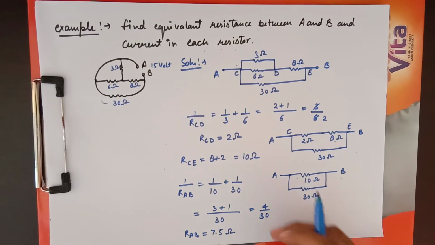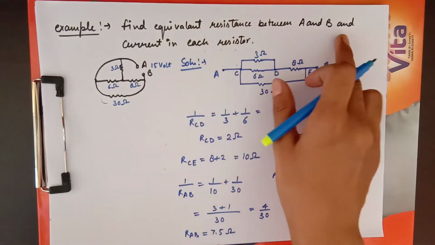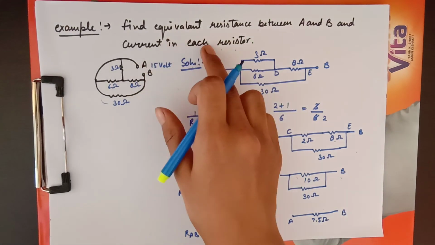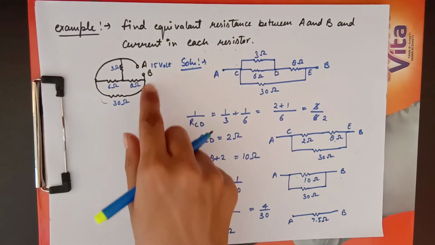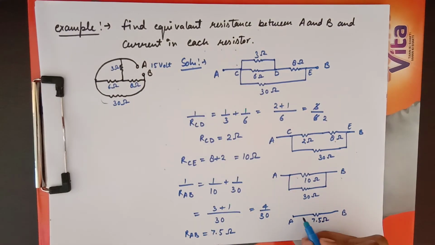So now we are done with the first part of this question. The total resistance between A and B becomes 7.5 ohm. The next part is to calculate the current in each resistor. As you can see, the battery is of 15 volt. So this will be the circuit. This is the 15 volt battery.